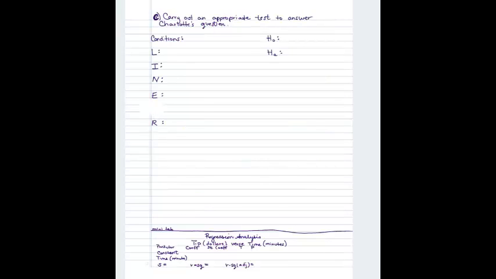The main thing is the new stuff. On the next page, I want to put some new stuff. Carry out an appropriate test to answer Charlotte's question. Now go back and look at what her question was. Do these data provide convincing evidence that customers who stay longer give larger tips?